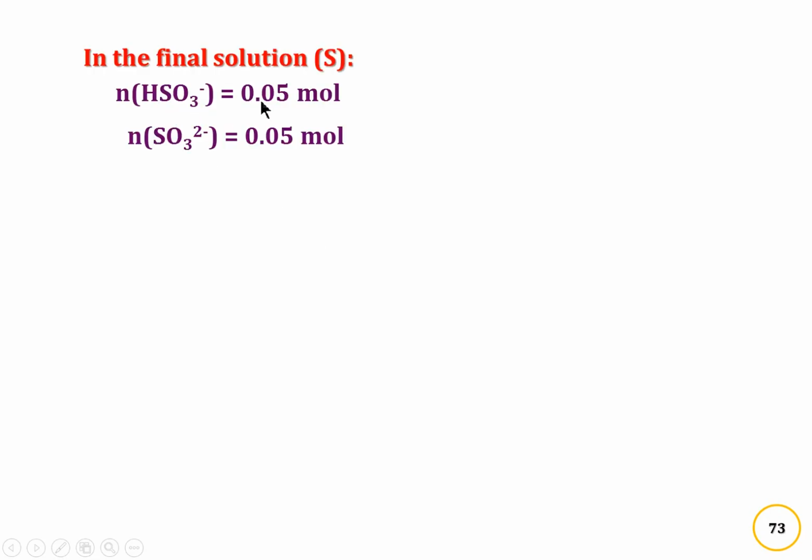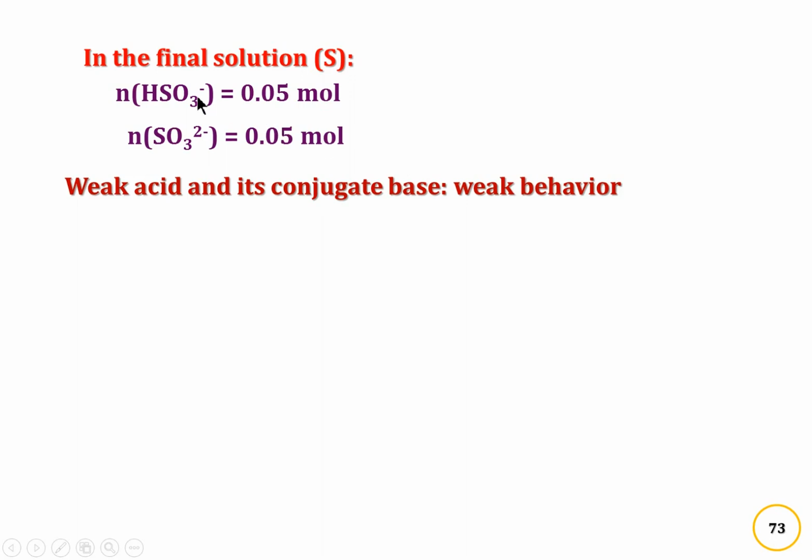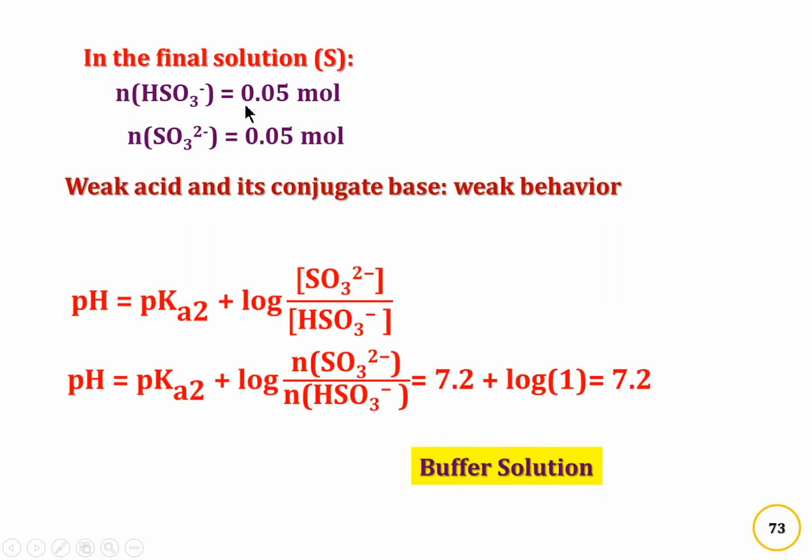So in the final solution, we will have HSO3− 0.05 mole and SO3 2− 0.05 mole. So we will have exchange between the acid and its conjugate base till the equilibrium. But since the acid and its conjugate base are of weak behavior, practically the new number of moles after exchange are the initial number of moles we start with. So in the solution, we have practically at equilibrium HSO3− 0.05 mole and SO3 2− 0.05 mole.